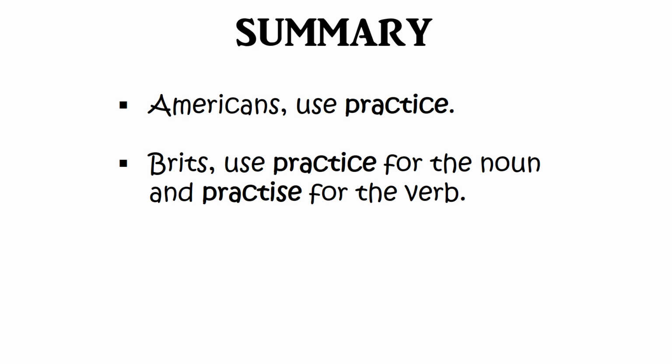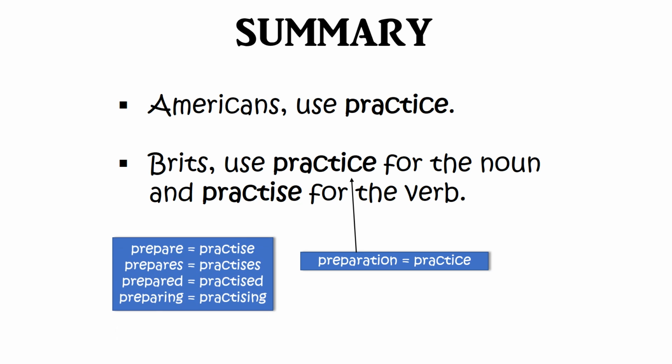So in summary, Americans use practice with a C. You don't need to worry about the S version. Brits, you need to use practice with a C for the noun, but practice with an S for the verb. And if you're using the substitution method to spot practice with a C, then practice with a C is the one that aligns with preparation, whereas practice with an S is the one that aligns with every other version.